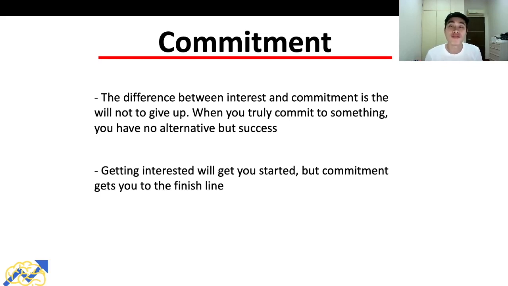I believe when it comes to investing and trading in the stock market, most people start off being very interested in the stock market because of the potential gains that they can make. However, what they don't realize is that it takes a lot of hard work to generate the kind of gains that they see on social media and online. Right, so getting interested will only get you started, but commitment is what gets you to the finish line. So be it in the stock market or life in general, you need to be committed in order to have the success that you want.